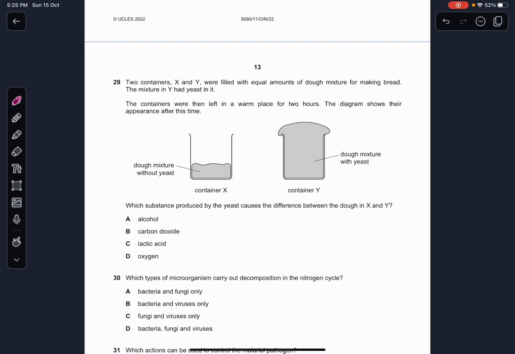Next, 2 containers X and Y were filled with equal amounts of dough mixture for making bread. The mixture Y has yeast in it. The containers were then left in a warm place for 2 hours. The diagram shows the appearance after this time. Which substance produced by the yeast causes the difference between X and Y?